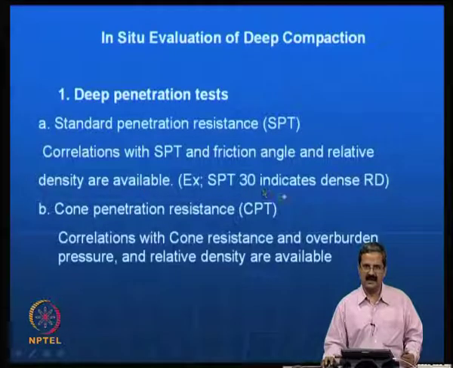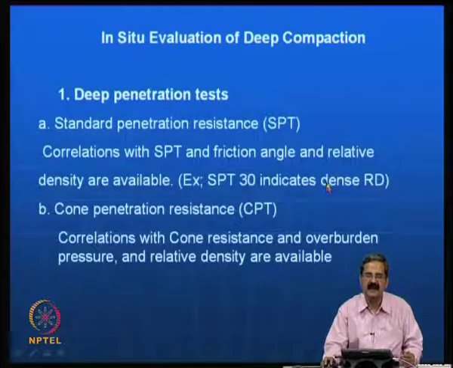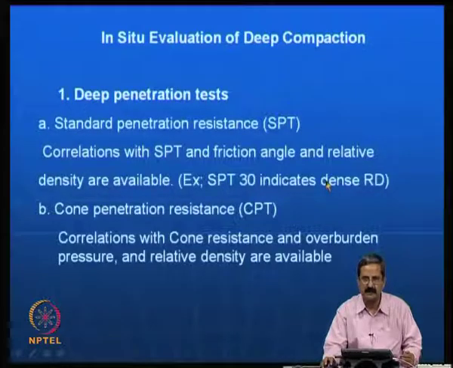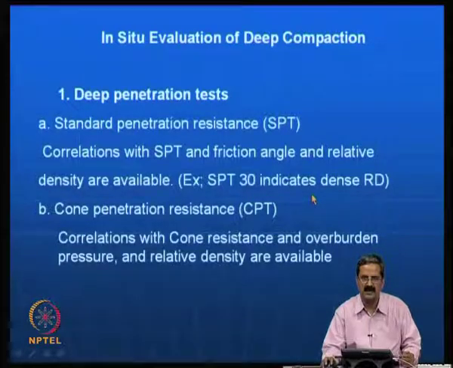For example, an SPT of 30 indicates a good relative density. So, if you have an SPT profile from before the compaction process is done, you will understand how much the state of the soil has improved. For example, the in situ soil SPT could be 10, and if it is improved to 30, it is an excellent thing.